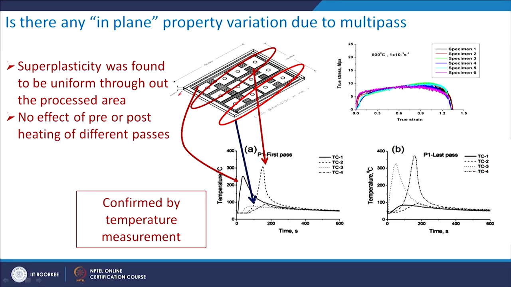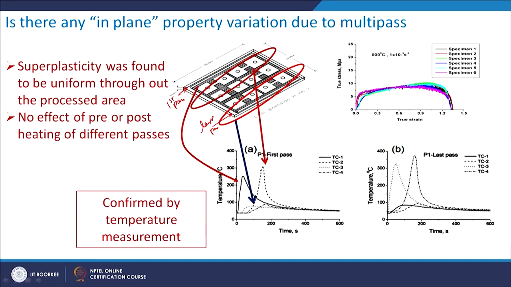For example, if we are starting from here, this is my first pass and this is my last pass. So what will be the effect of this first pass on the material which is still unprocessed? That means I will call it preheating. Or what is the effect of the last pass on the first pass? Then that means it will be a post-heated material, post-heating. So what will be the effect of these individual passes on the microstructure of the material, whether the microstructure is changing or the properties are changing?